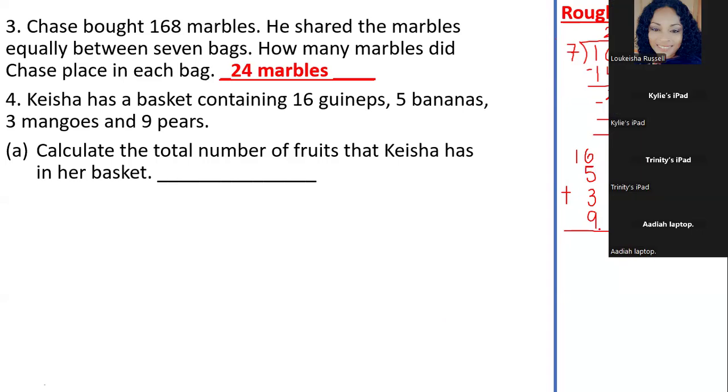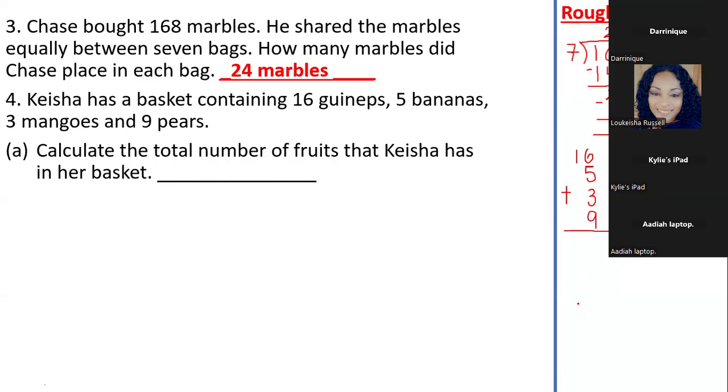9 plus 3 is 12. 12 plus 5. Excuse me, Mr. Bazzi. Mm-hmm. I got 33 also. 33 as well. Good. 9 plus 3 is 12. 12 plus 5 is what? 12, 13, 14, 15, 16, 17. 17 plus 6, 17, 18, 19, 20, 21, 22, 23. It's going to be 23.